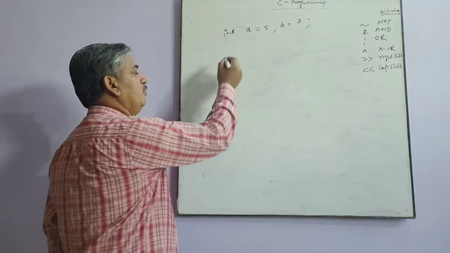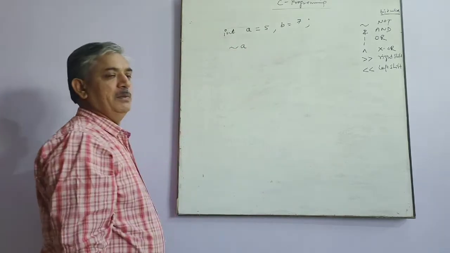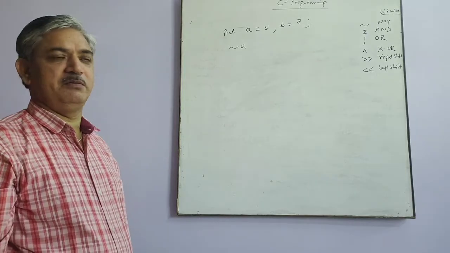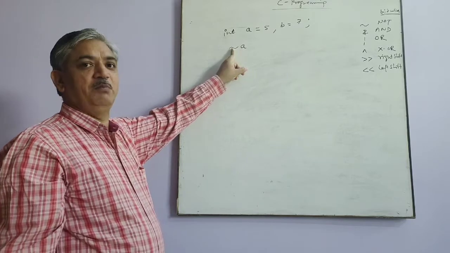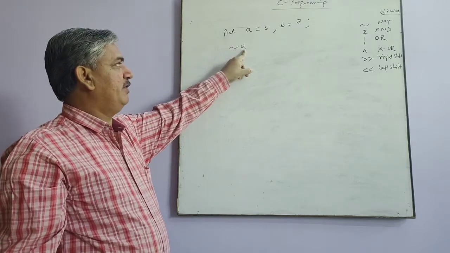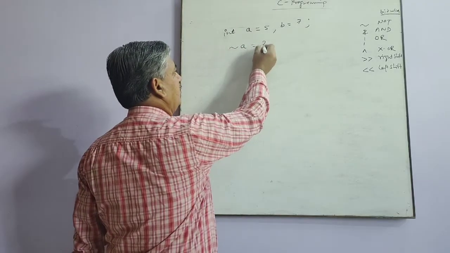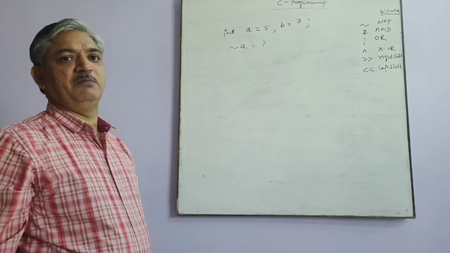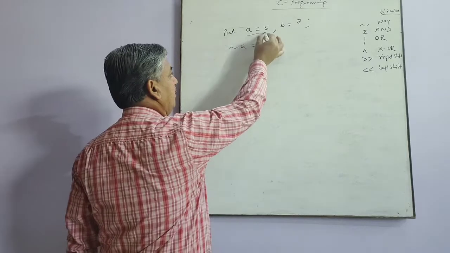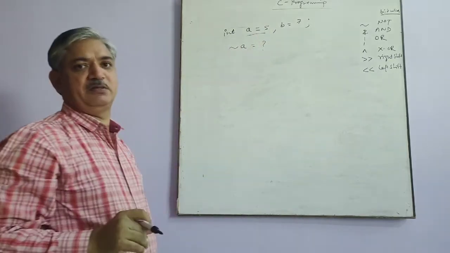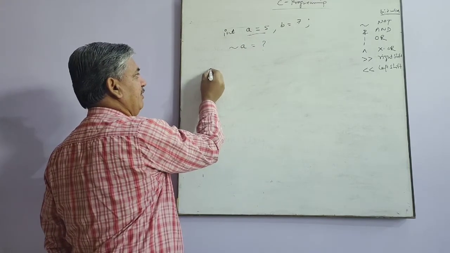And we want to find the value of the complement of A. Complement of A means the bitwise NOT operator. Bitwise NOT operator is also known as the complement operator. So complement of A, or bitwise NOT of A. So we want to compute this. What is the procedure? You first convert this A into bits. A is the decimal integer. So A is what? 5.